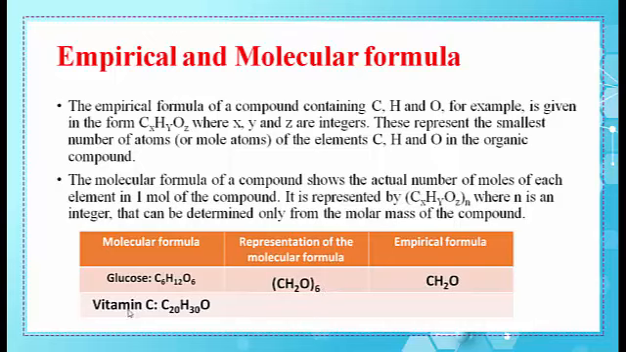For example, another example, vitamin C, whose molecular formula is C20H30O. The GCF of 20, 30, and 1, which is the subscript of oxygen, is only 1. So the representation of the molecular formula is (C20H30O)1, and 1 is n. n is 1. Now, the empirical formula, we write the representation of the molecular formula without n, so the empirical formula is also C20H30O. Here, the empirical formula is the same as the molecular formula.